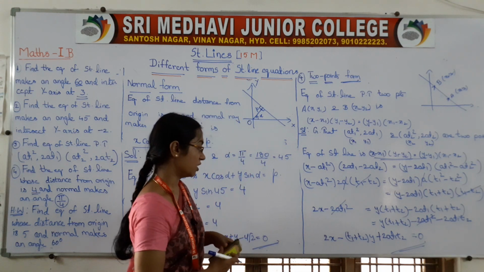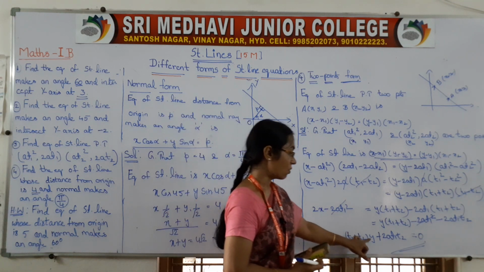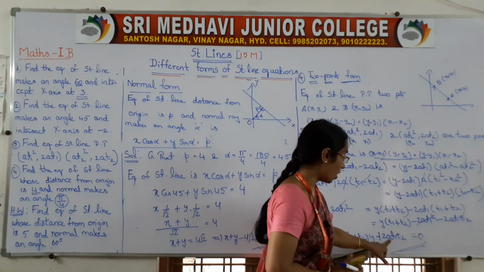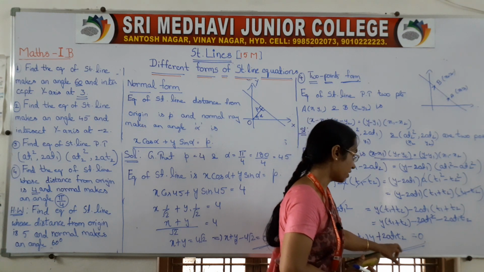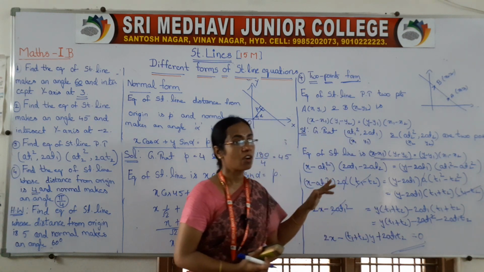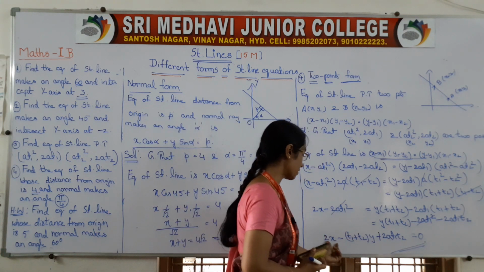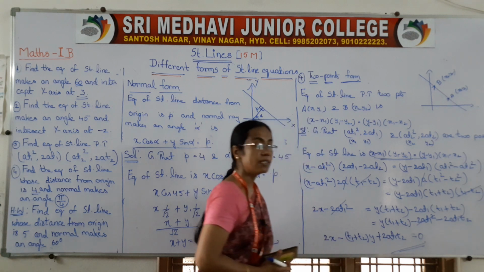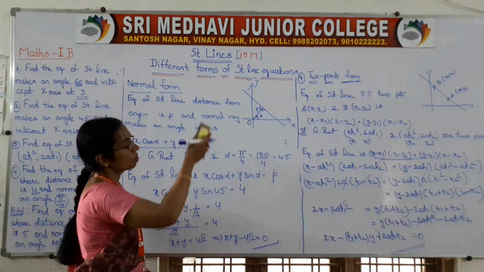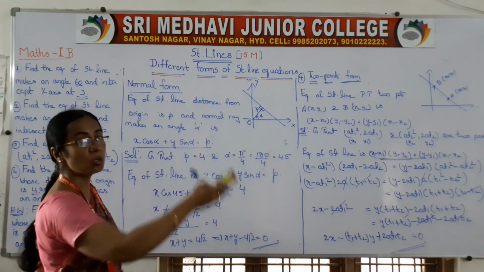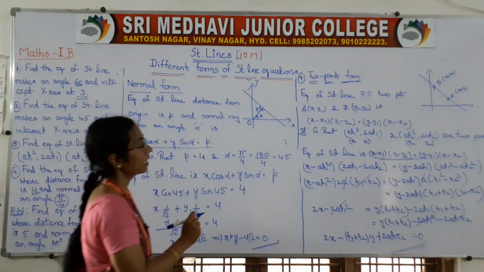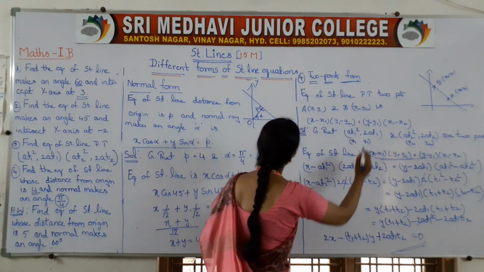Observe the x term, y term, constant term. All are constants. a is constant, t1 is constant, t2 is constant. So the last term is the constant term. This is the x term, this is the y term, this is the constant term. So when 2 points pass through the line, we have to take this form, the 2-point form.